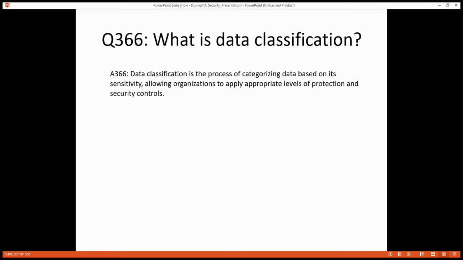Q366. What is data classification? A366. Data classification is the process of categorizing data based on its sensitivity, allowing organizations to apply appropriate levels of protection and security controls.